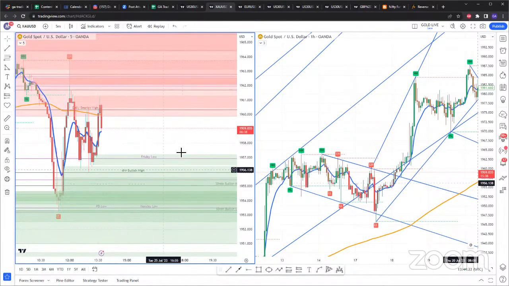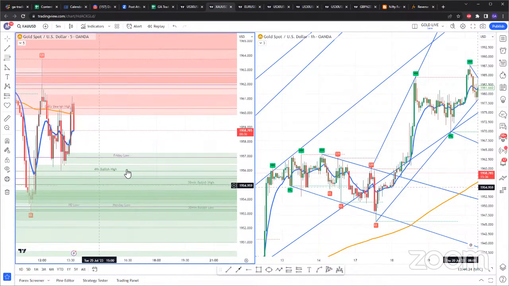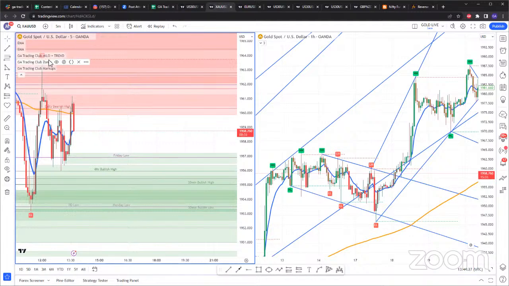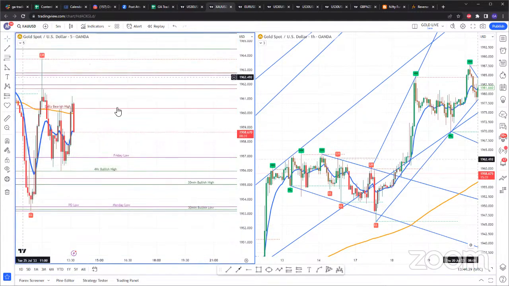And you can see price literally rejecting from this daily bearish high. You can see buyers do have the 4-hour bullish high, but for me, higher time frame order blocks will always overlap lower time frame order blocks.